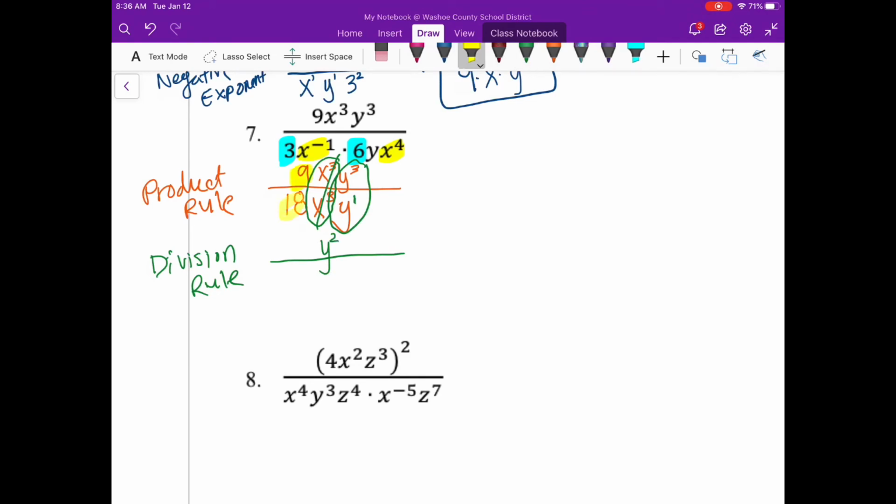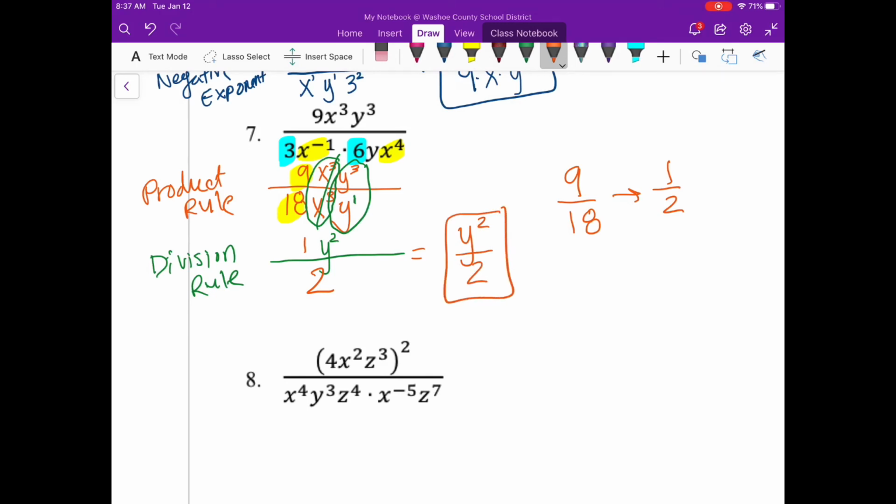Now, I do have this 9 and 18. Those are not exponents, so you would just treat them like normal. How would you reduce the fraction 9 over 18? Okay, hopefully you realize that reduces to 1/2. So technically, I could write a 1 and then a 2 in the denominator. Now, that 1 isn't really necessary, so you could just leave your final answer as y squared over 2. And that would be it.